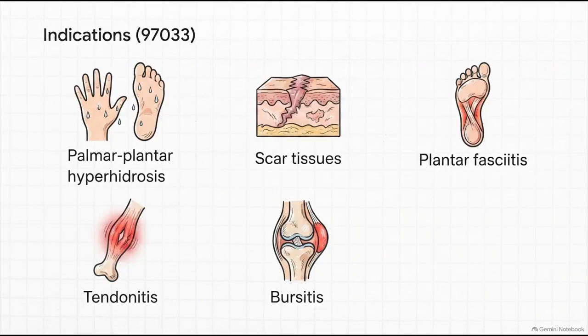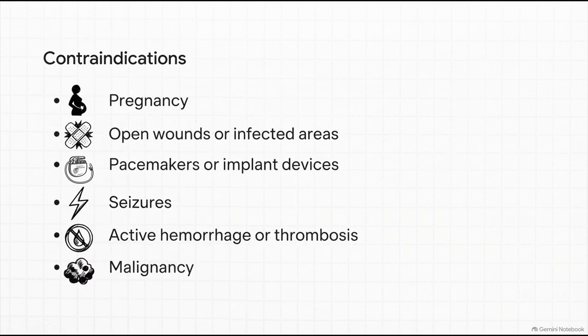For the medical billers and coders tuning in today, these are the exact clinical indications you want to look for in the documentation. This is how you support the medical necessity of CPT 97033. Iontophoresis is specifically indicated for palmar-plantar hyperhidrosis, breaking down scar tissues, and tackling inflammatory conditions like plantar fasciitis, tendinitis, and bursitis. If you see these keywords popping up in the clinician's notes, that's a fantastic sign that this specific transdermal therapy was appropriately selected. However, you have to be super careful because the safety precautions are extensive, and rightfully so.